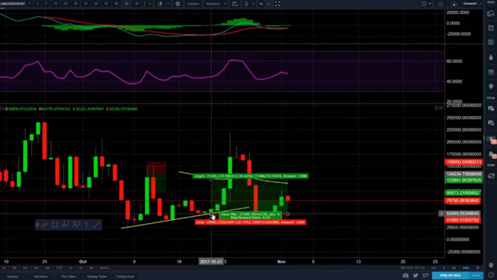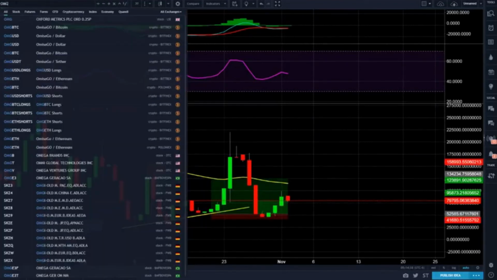Oh, sorry, I'm looking at the completely wrong coin. My mistake entirely, but the same concept applies. Let's go to, there you go, Bitfinex. I was wondering why my chart looks so weird.